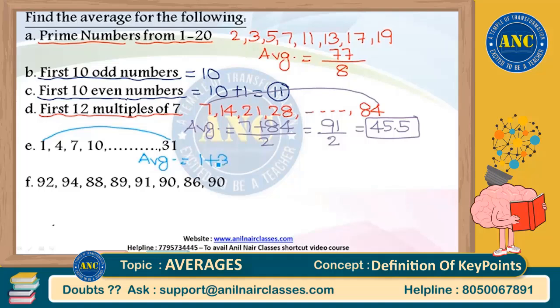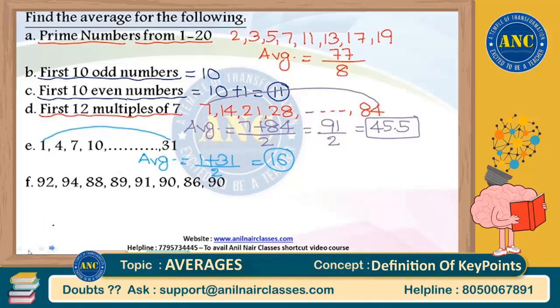It is 1 plus 31 divided by 2. 32 divided by 2 is 16. Answer for this fifth question is 16. I believe that it is very clear for you people. Idea clear, sir? Next. Now see here, sir.